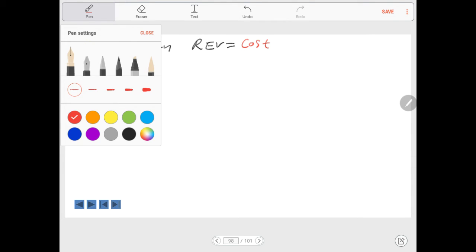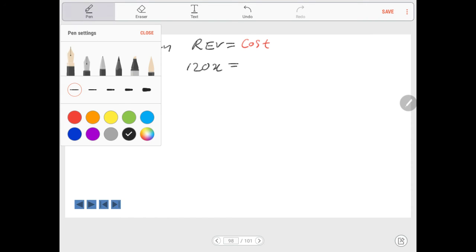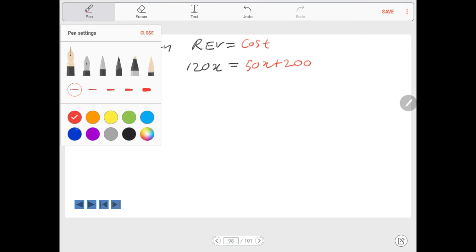So that means when 120x is equal to 50x plus 200. Now you've done lots of these types of rearranging, so maybe you want to pause the video now and calculate x, and then I'll have a go at it. Okay, I'll try it now.